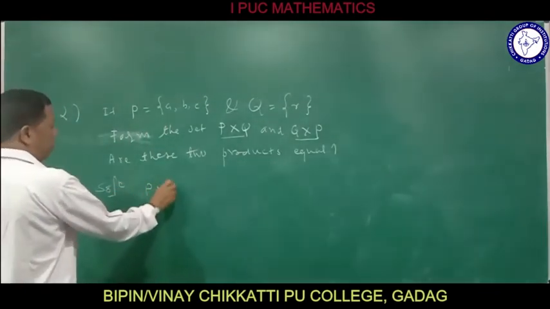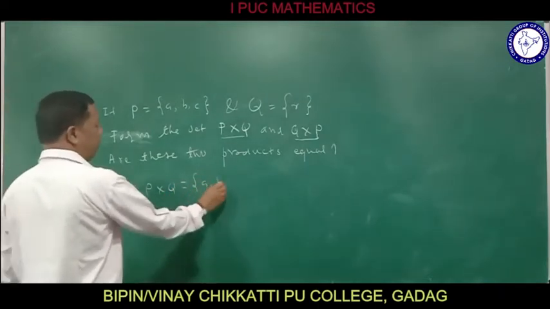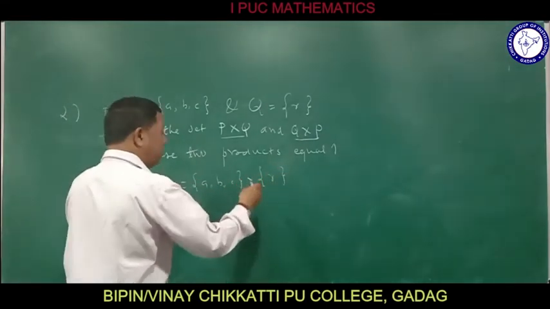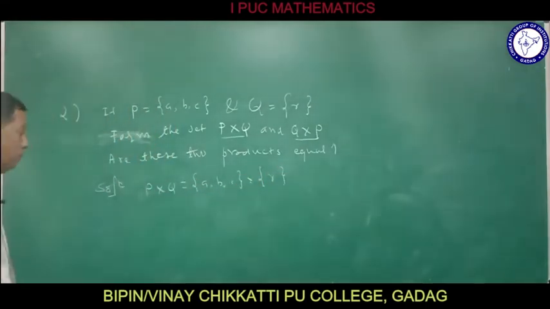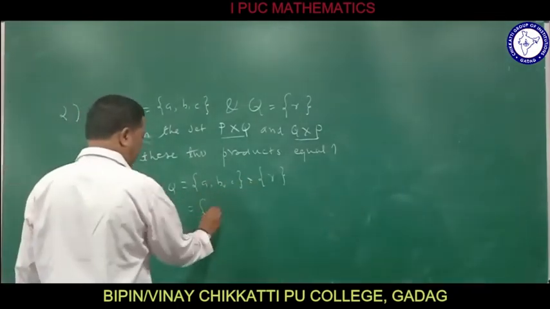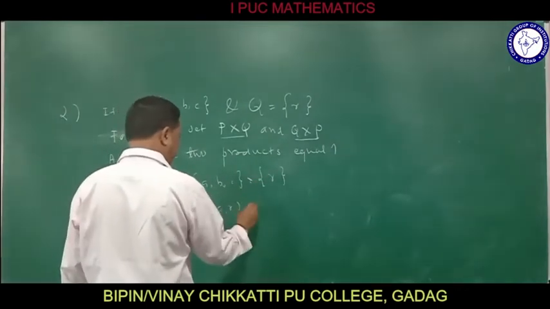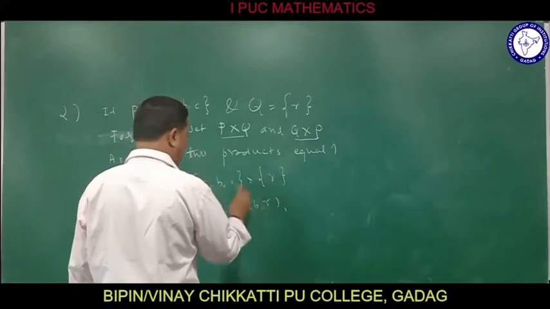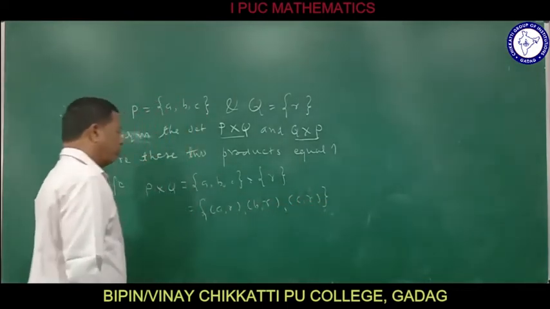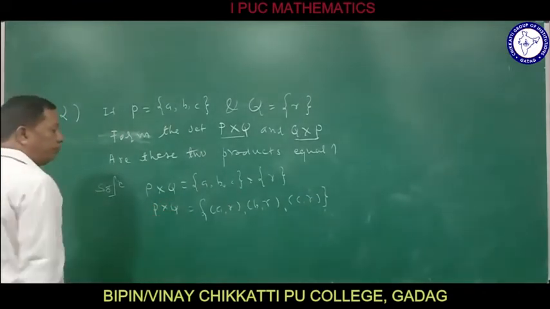First I want to find out P cross Q. P means what? A, B, C. Q means what? R. Better you write in this fashion, so it is easy, no confusion. How to find this? A into R, A comma R is over, next B comma R, next C comma R. So this is the product, P cross Q.